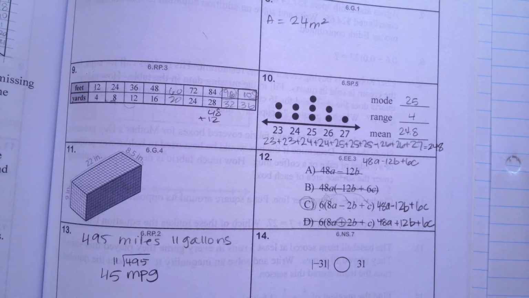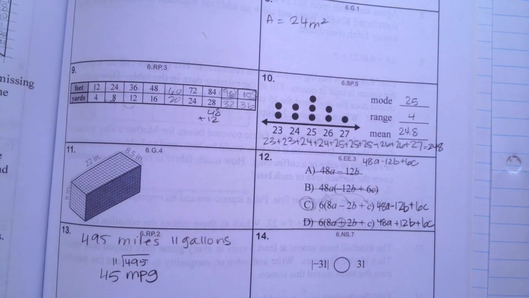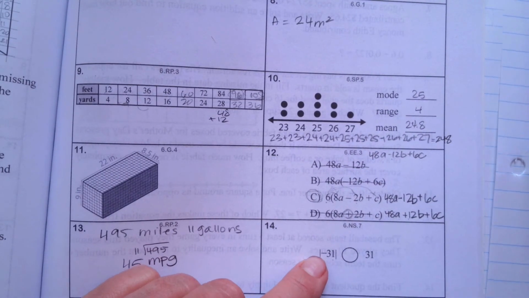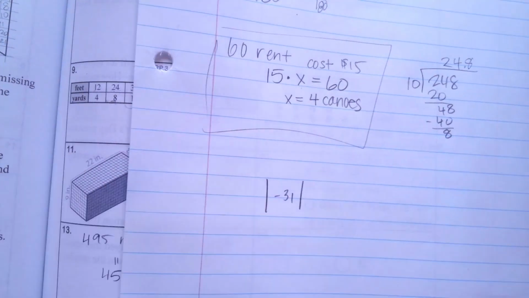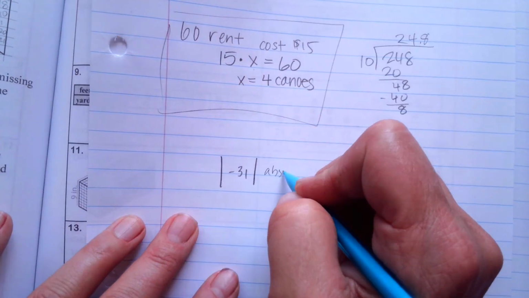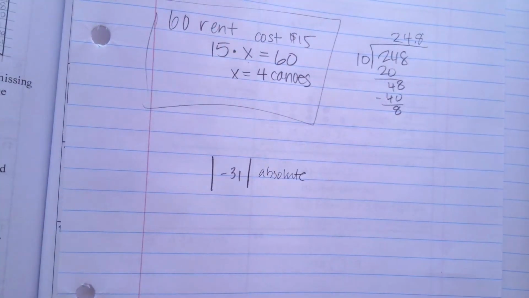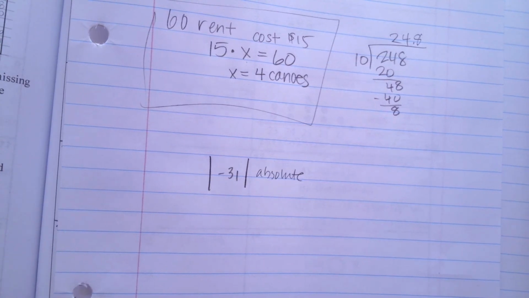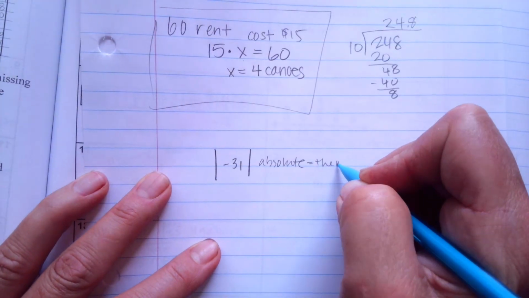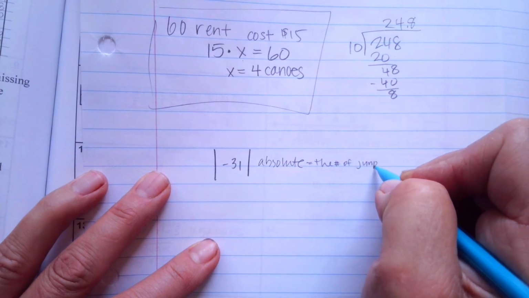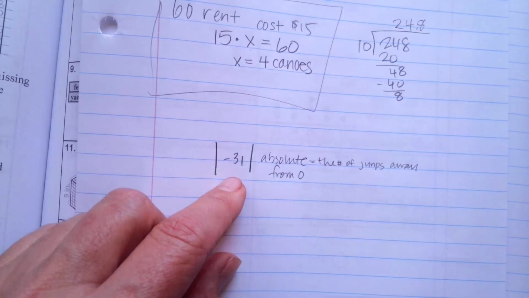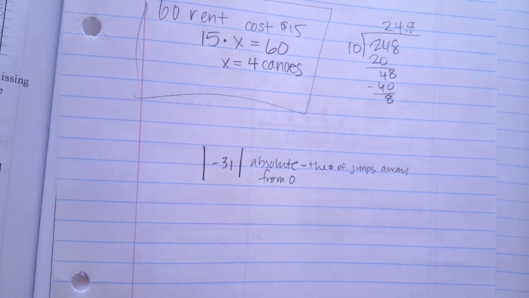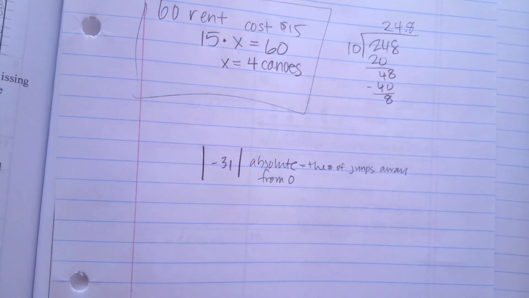Okay, the last one is this line right here, these two lines, it looks like this. This is called absolute value. You should be writing this down in a notebook. Absolute value means that it is the number of jumps away from 0. So how many jumps is negative 31 away from 0? 31. That is the answer.